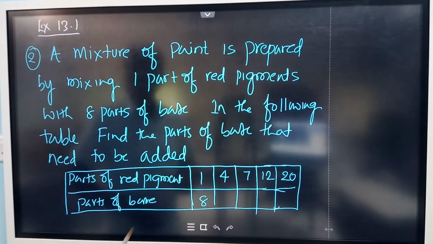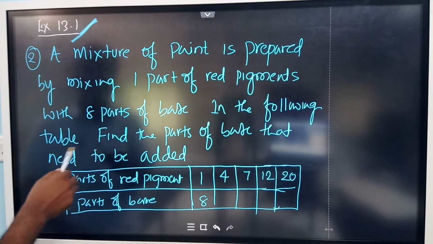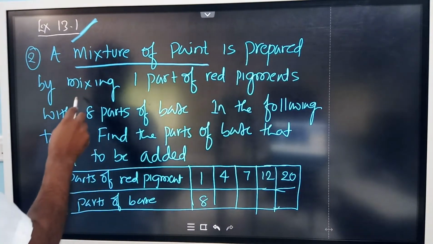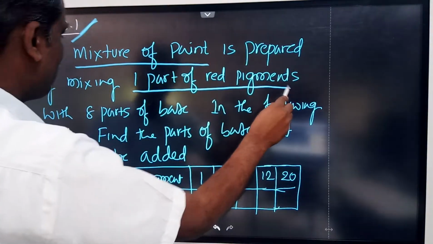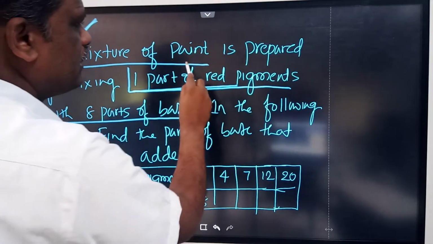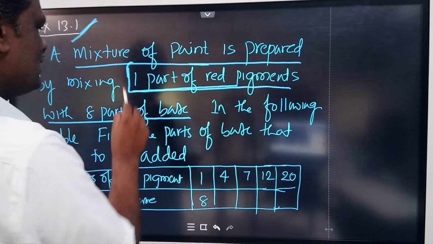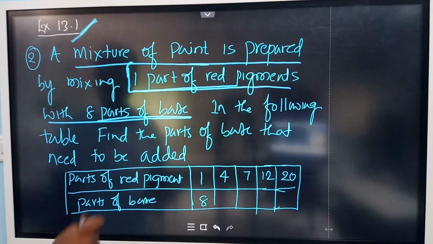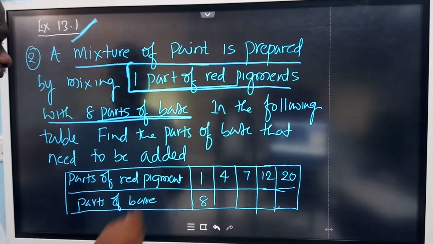This is exercise 13.1, second question now. A mixture of paint is prepared by mixing 1 part of red pigments with 8 parts of base. So red pigment, the red colored paint, is mixed with 8 parts of base. For the values given in the following table, find the parts of the base that need to be added.